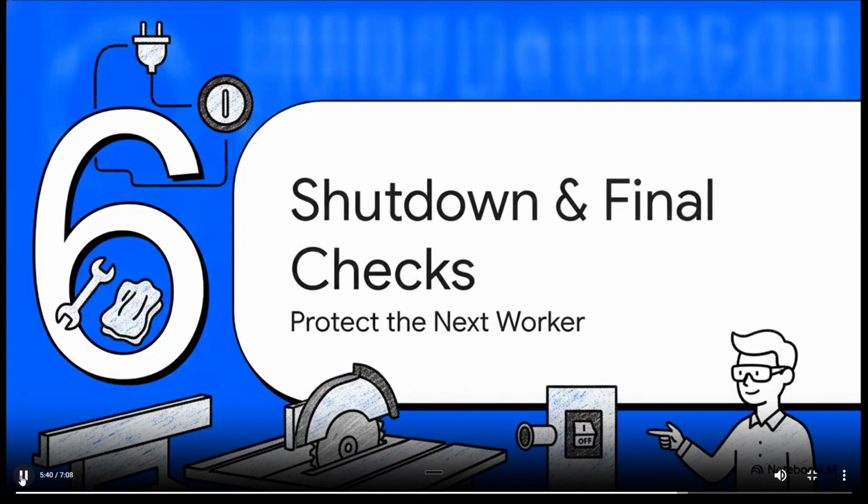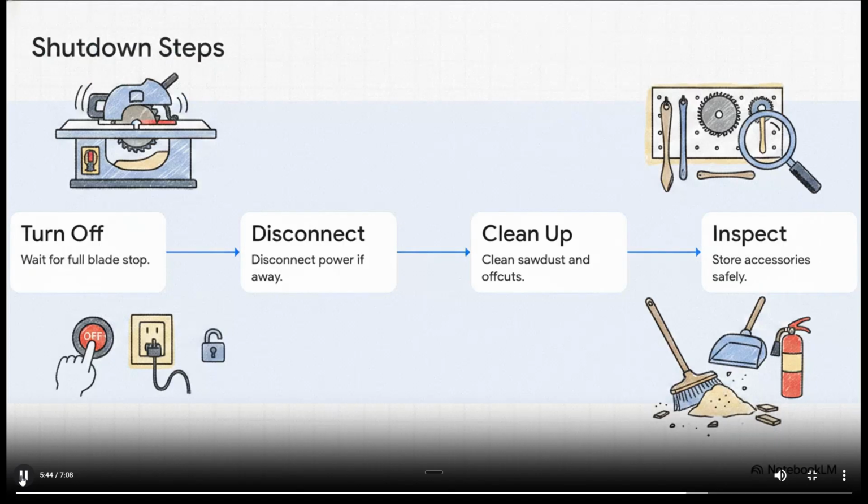And finally, Section 6, Shutdown and Final Checks. Shutting down properly is honestly just as important as your pre-start checks because you're protecting the next person who steps up to that machine. Turn off the saw and physically stand there until the blade comes to a complete dead stop. Disconnect the power so it can't accidentally start while you're away.